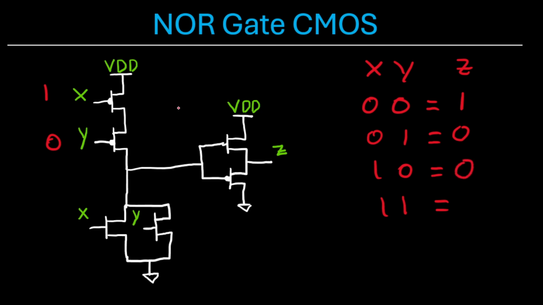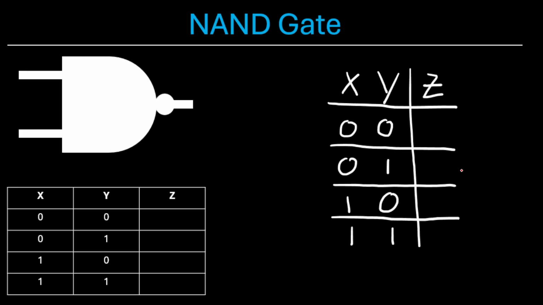giving us logic 0. Lastly, if we input 1, 1, these two PMOS transistors will be off, these two NMOSs will be on down here, again connecting ground to the gate of these two transistors, turning the PMOS on, giving us an output of 0. So as you can see, this maps directly to a NOR gate's characteristics.